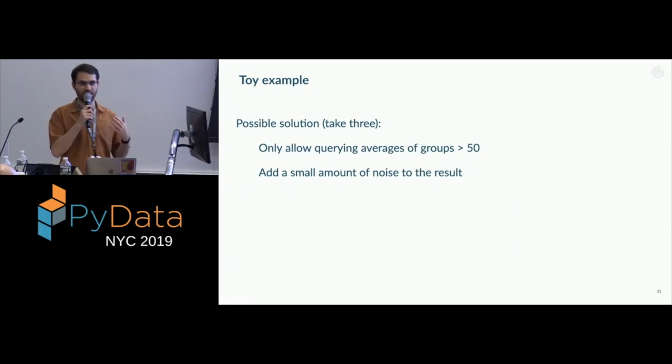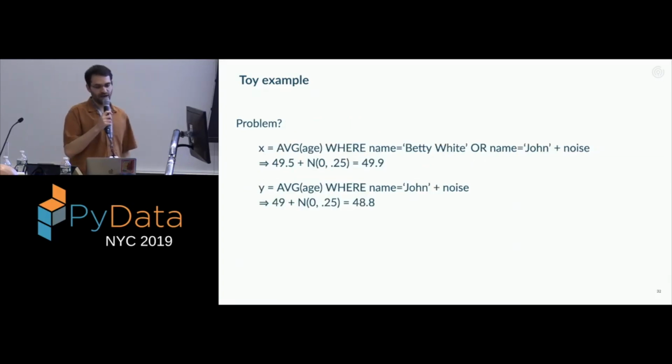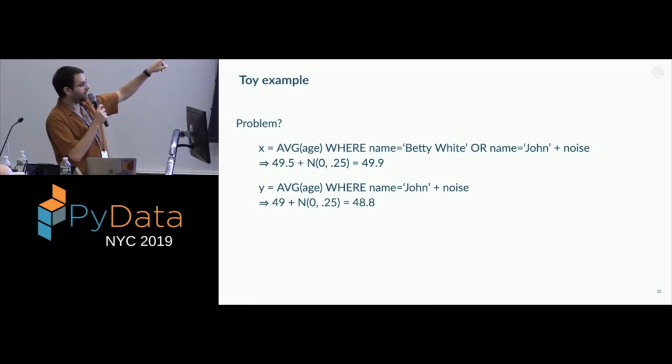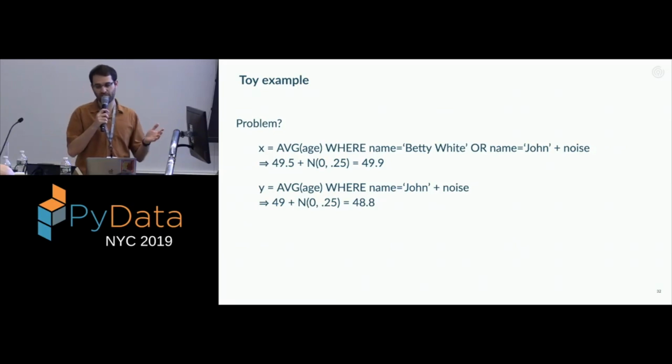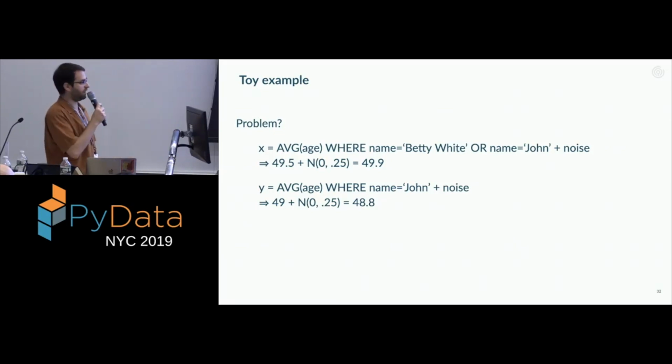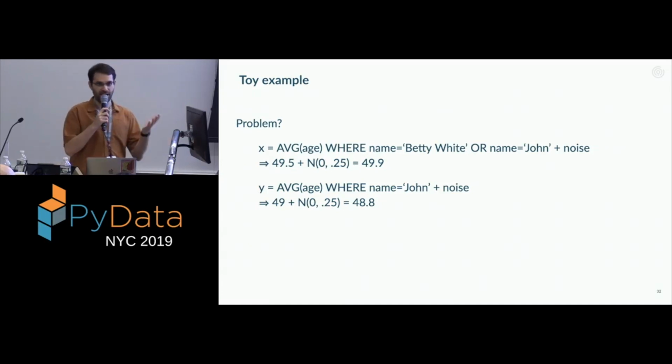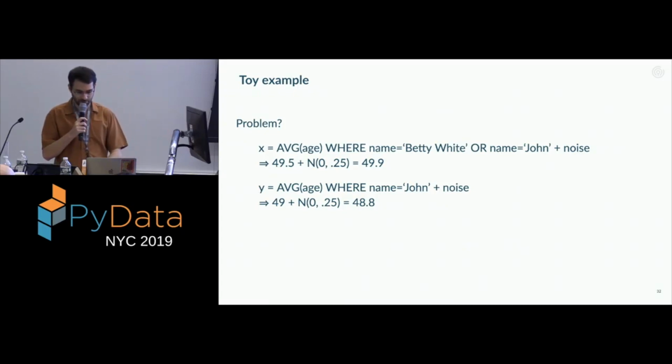So what happens when we try this attack that we did before with this modified algorithm? Do we still have a problem? So first we take the average age of people named Betty White or John, and we get the true value 49.5 plus this little bit of Gaussian noise. So in this case, we got 49.9. So that's pretty close for a lot of applications. That's going to be good enough. That's going to be high utility, give you the information that you need. But it's a little bit different than the true value. And then we're going to take the average age of people named John, again, plus this little bit of noise. We get 48.8, again, pretty close to the true value.